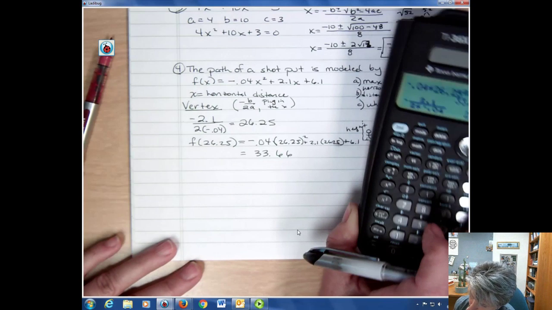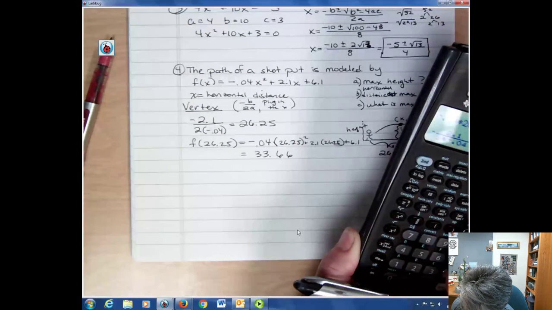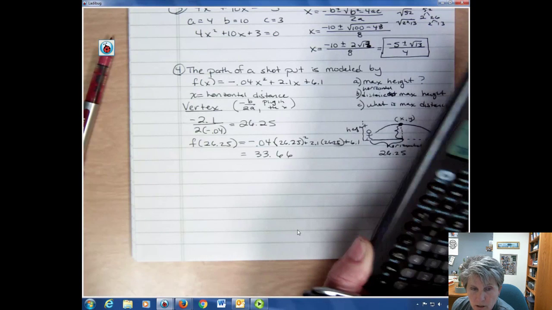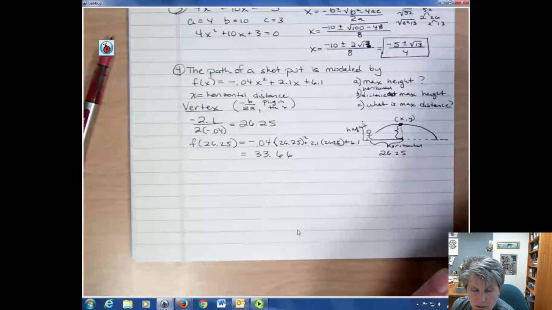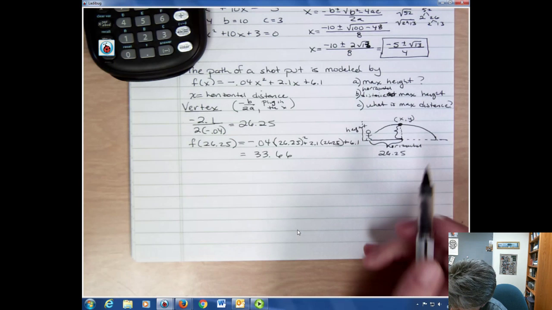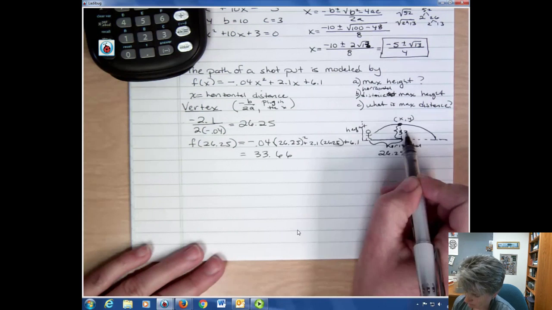That makes sense. I took this out of the textbook, and maybe I copied it down wrong. But is somebody really throwing a shot put 33 feet into the air? I don't think so. Crazy. The process is correct. I'm not going to go back and deal with that. But sometimes they do make questions that don't really make sense to me.